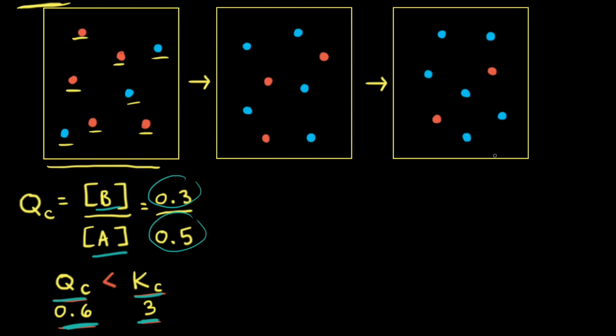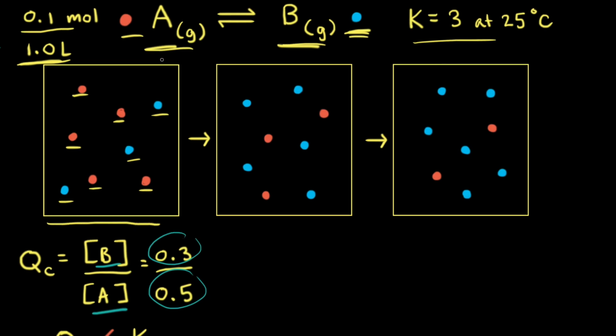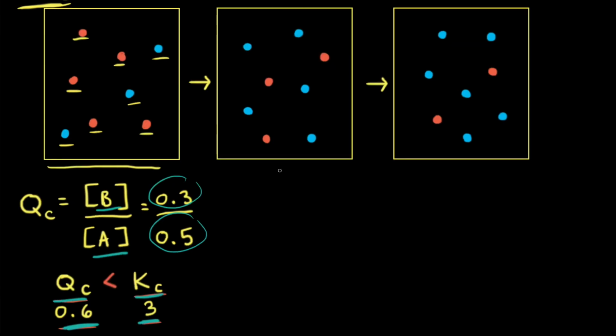And so the net reaction, if we go back up here to the equation, the net reaction is going to move to the right to make more products. So the net reaction moves to the right to make more blue particles, and therefore the number of red particles would decrease. We can see that comparing these first 2 particulate diagrams here.